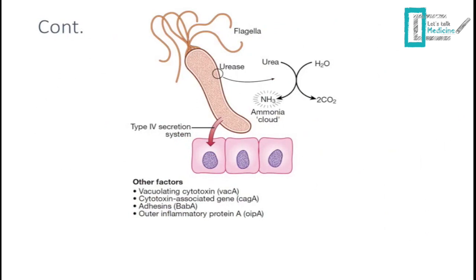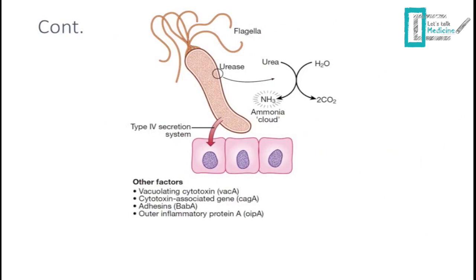We also have a cytotoxin-associated gene. Now this gene, when it's injected into the epithelial cells, interferes with numerous cell signaling pathways, and these pathways have to do with cell replication and apoptosis. This is also another way that H. pylori can cause destruction of the epithelial cell lining.